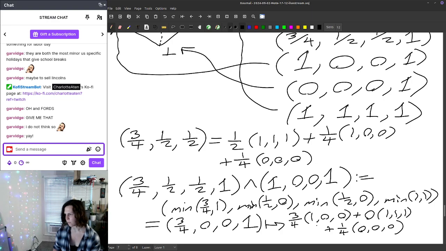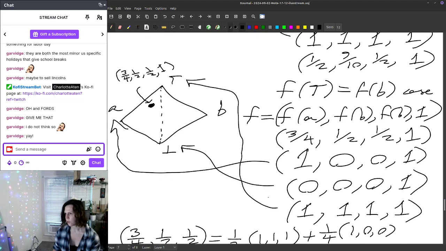And what convex combination is it? It's the one that's on the line between this 1, 0, 0, which is like A, and this, which is like the bottom. And it's like 3/4 of the way to A. So in other words, 3/4 of the way to A would be like here. So this looks like the spot that's supposed to represent A meet 3/4, 1/2, 1/2, 1. And that's actually like the picture that I drew at some point before.